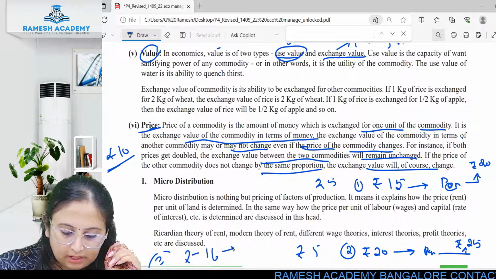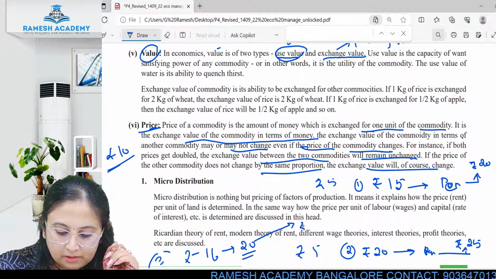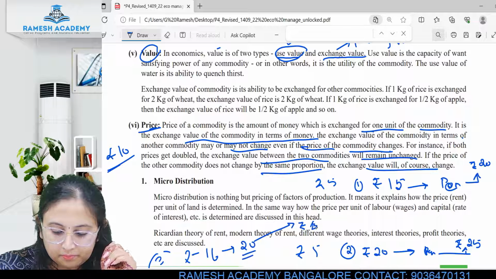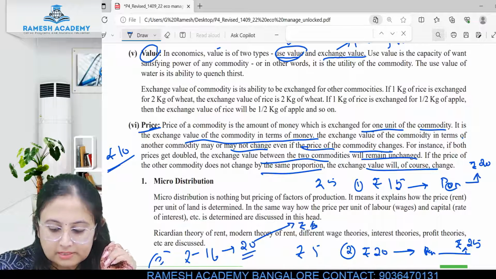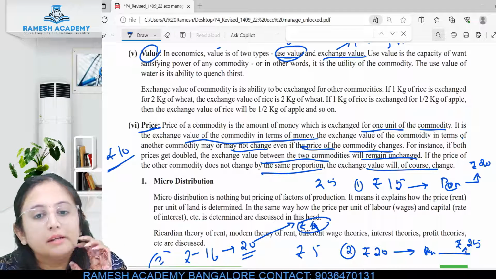But if there is a situation where I increase my price to 16 rupees and you are selling at 20 rupees only, that means your profit has reduced from 5 to 4. Your profit has reduced from 5 to 4. Here there is a change. That is what they are trying to tell.